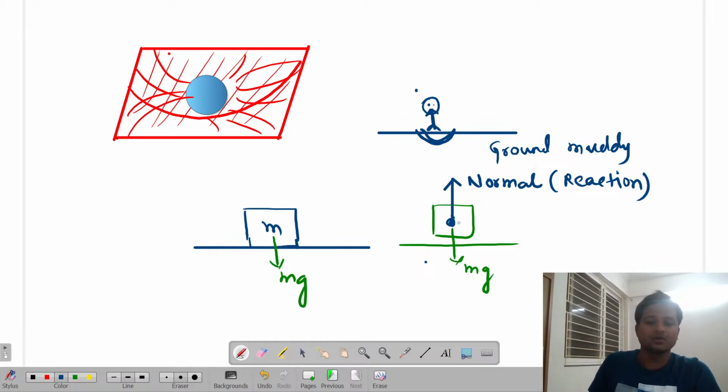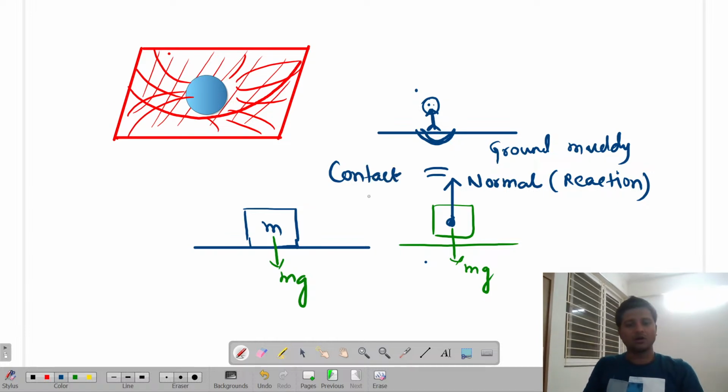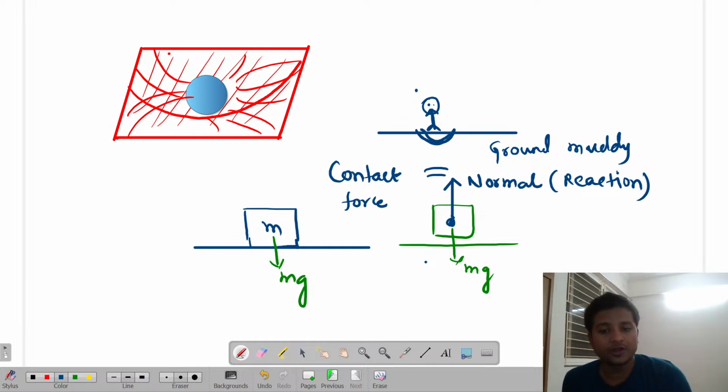And that is why, look over there, this pair of forces. As you know, the normal is present over here. That is a reaction. We call this normal a contact force because it only appears when the body is kept on the ground. Understood? Yes. So what is a normal? Normal is a contact force which is provided by the rigid body when two bodies come in contact with each other.